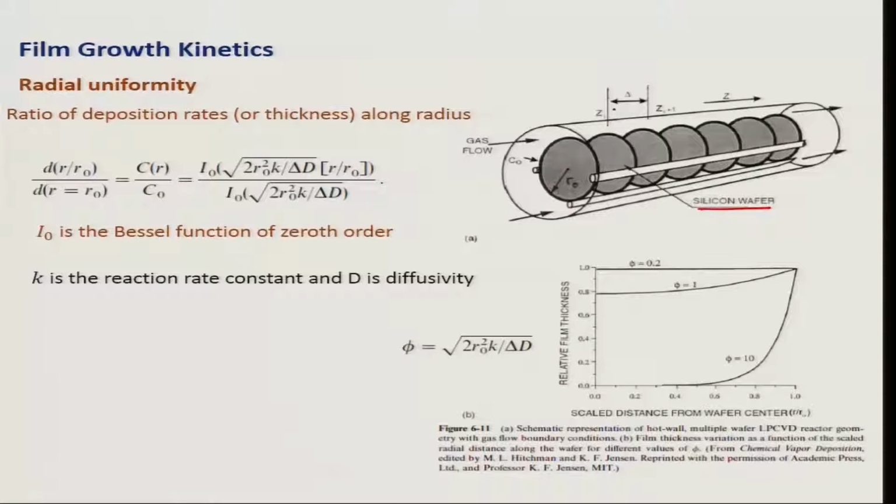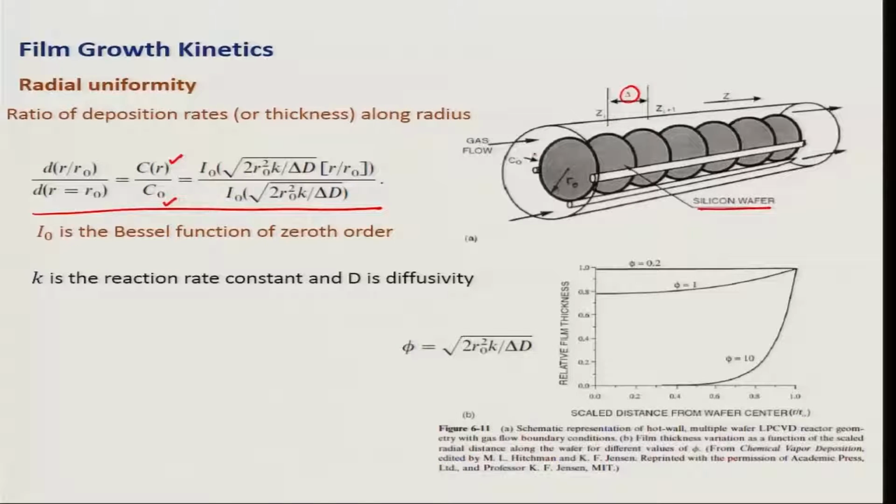There are certain parameters like delta, which is the separation between two wafers, and the radius. I will not go into the details, but this gives you an expression for how the thickness or the deposition rates will vary along the radius. And again, if we say that my thickness is governed by mass transport, not the reaction, then it will be governed by how the concentrations are distributed along the radius.